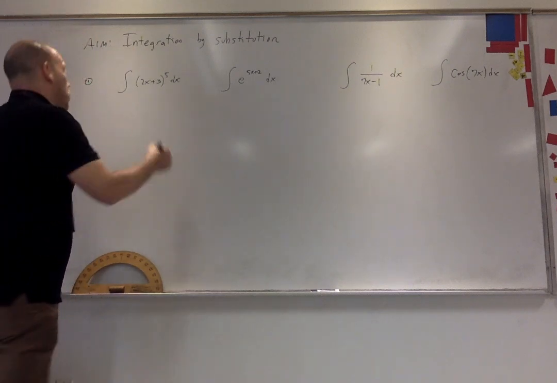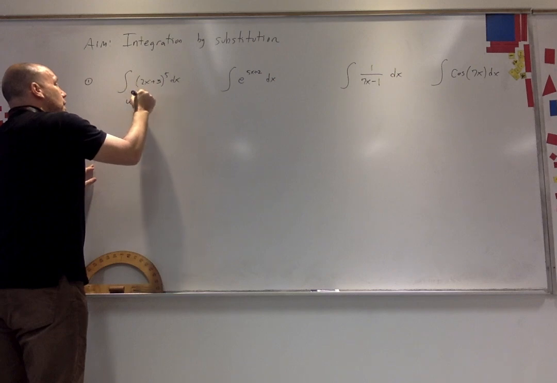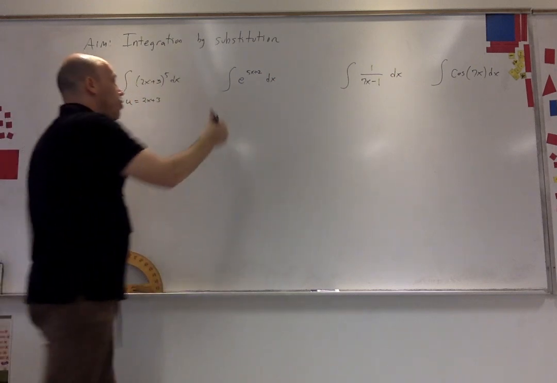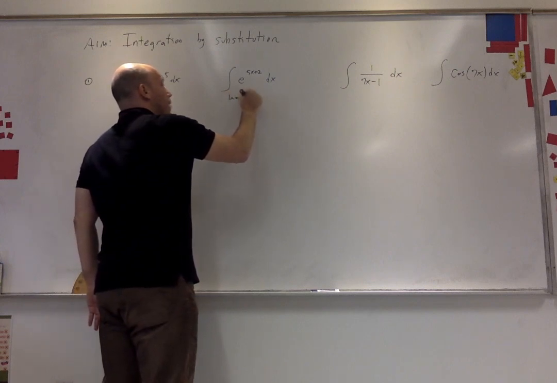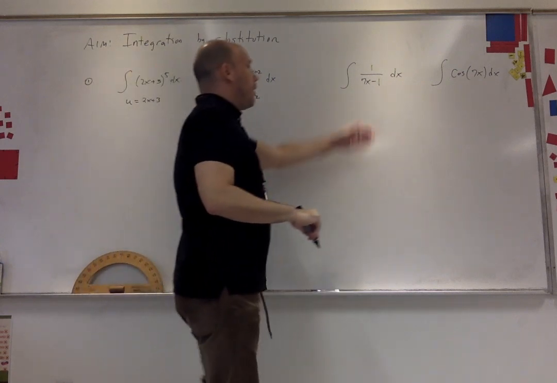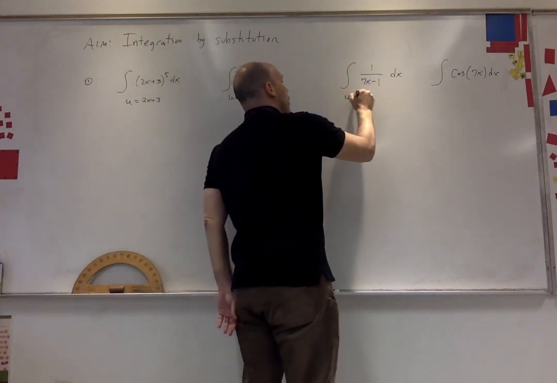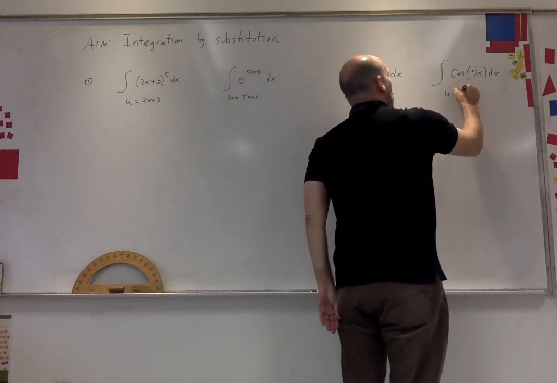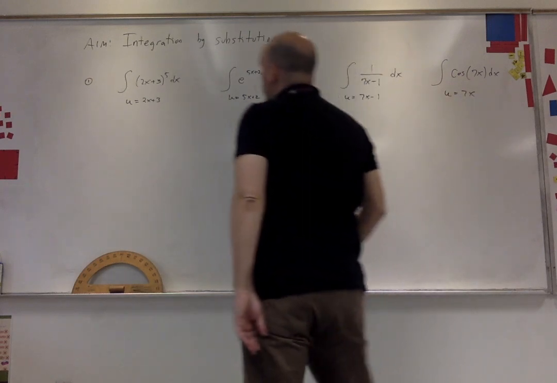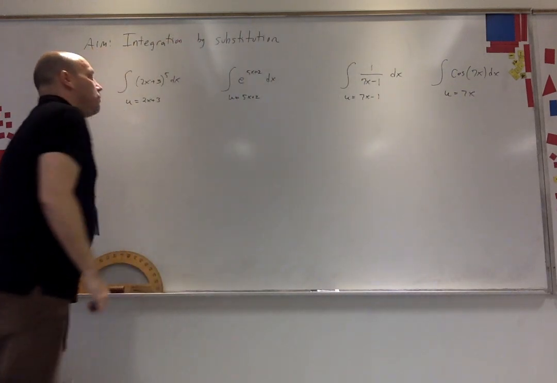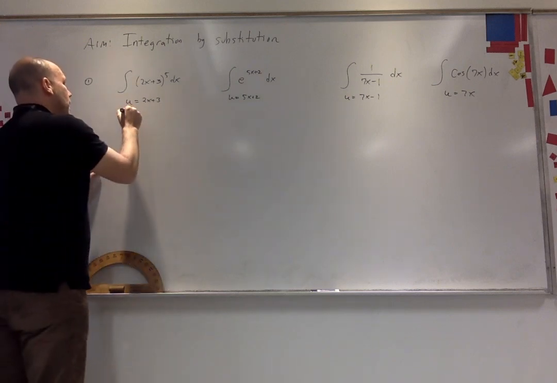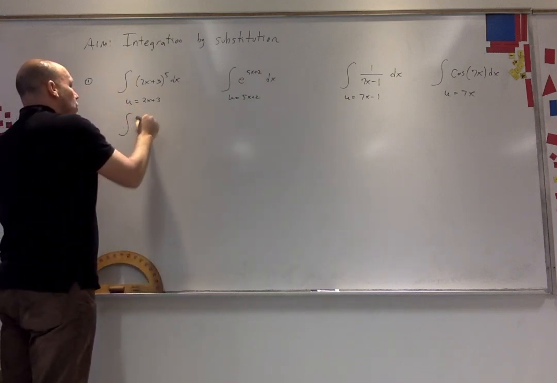So the first thing we're going to do is let u equal 2x + 3. We're going to let u equal 5x + 2. We're going to let u equal 7x - 1. And we're going to let u equal 7x. Okay, now it would make sense, and the next step would be u to the fifth.